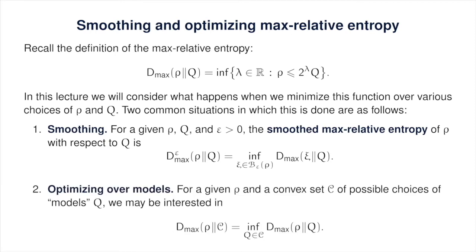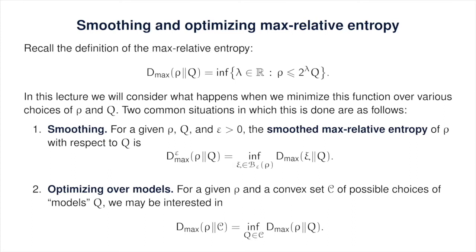The second way that we can minimize the max relative entropy over a convex set of arguments, naturally, is to optimize over the second argument rather than the first. Now, I'm not really sure what the most common or accepted terminology is for referring to these two arguments of the max relative entropy, or to the ordinary relative entropy for that matter, but I'm going to refer to the first argument as the actual state and to the second argument as the model.